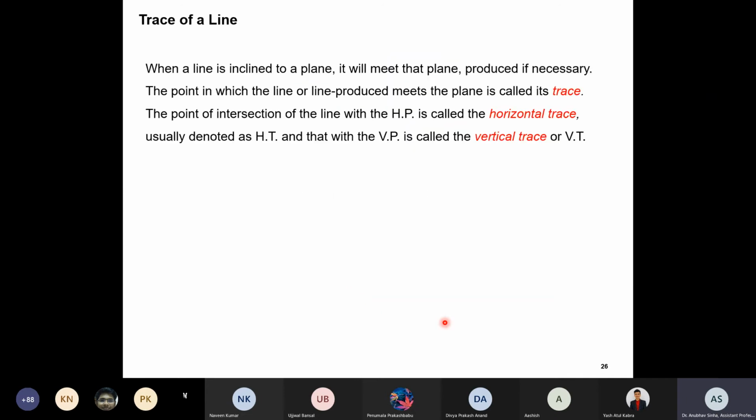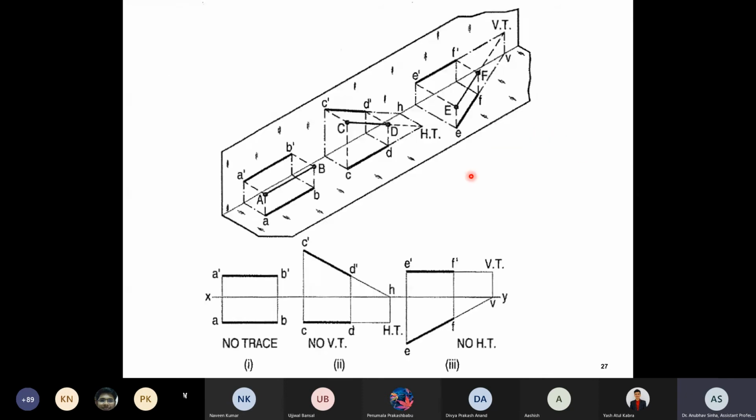Okay. Now let us talk about trace of a line. So this, I think last class also we discussed. Basically you see where when it is inclined to a plane, it will go and intersect the plane. It will meet the plane. If it is necessary, you will extend the plane. So the point where the line meets the plane, it is called a trace. So if it meets the horizontal plane, it is called horizontal trace. If it meets the vertical plane, it is called vertical trace. Let us have a look how it will be made.